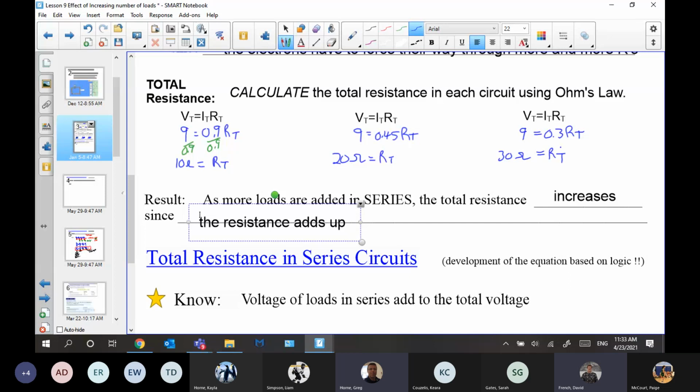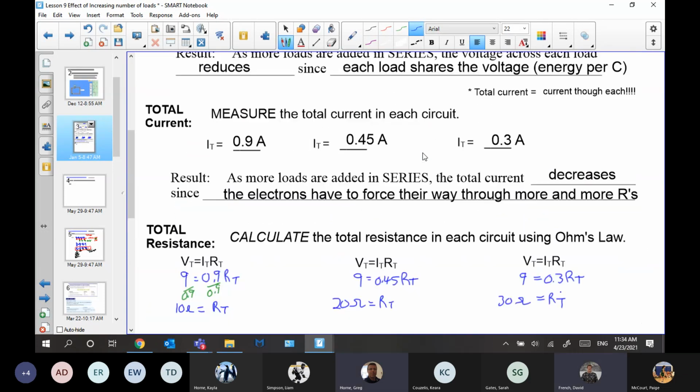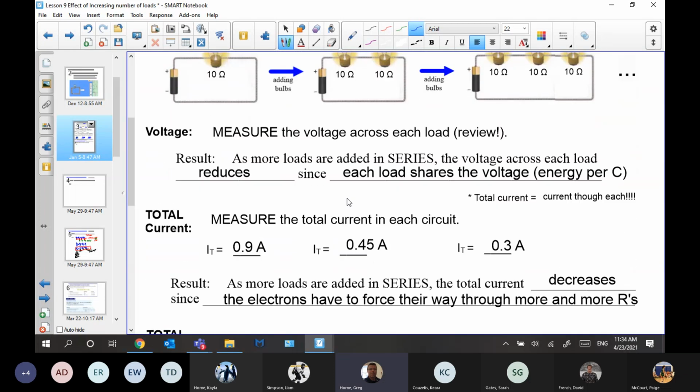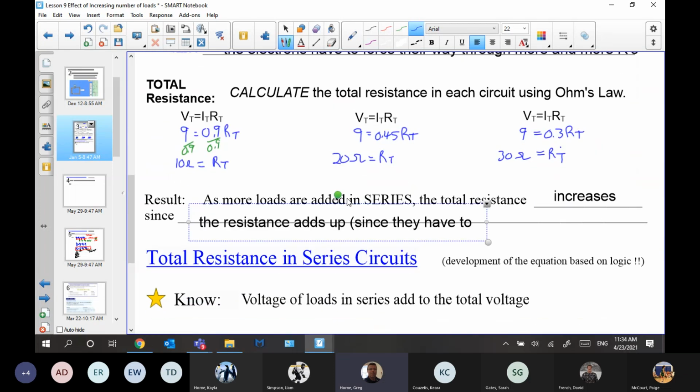Mr. Horn, would you not use 4.5 for the second voltage and 3 for the third? Or why do you use 9? Oh, because it's always 9 volts, right? We're talking about the total. So we're talking about total voltage.